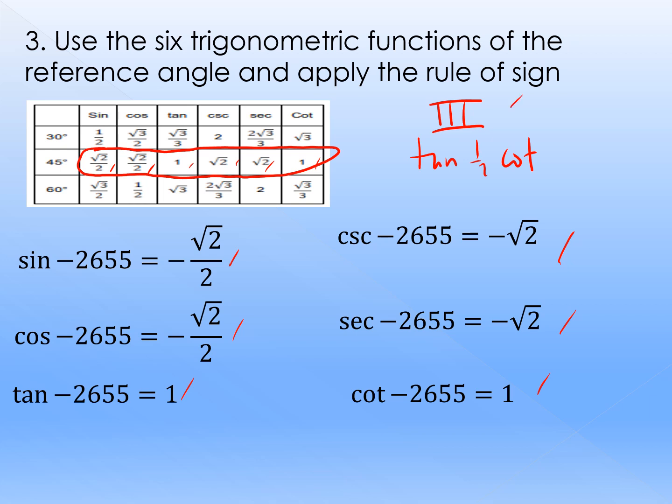Since it falls in quadrant 3, only tangent and cotangent are positive. So, therefore, tangent and cotangent will be positive, and the 4 trigonometric functions, which are sine, cosine, cosecant, and secant, will be negative. And therefore, that will be the 6 trigonometric functions of negative 2655 degrees. Let's try another example.